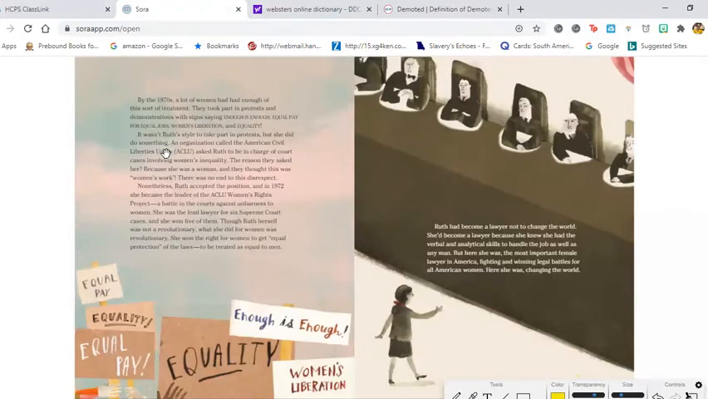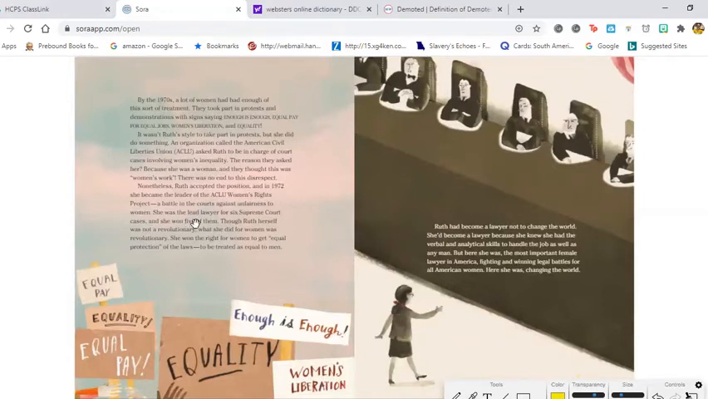An organization called the American Civil Liberties Union, ACLU, asked Ruth to be in charge of the court cases involving women's inequality. The reason they asked her? Because she was a woman and they thought this was woman's work. There was no end to the disrespect. Nonetheless, Ruth accepted the position, and in 1972, she became the leader of the ACLU Women's Rights Project, a battle in the courts against unfairness to women.